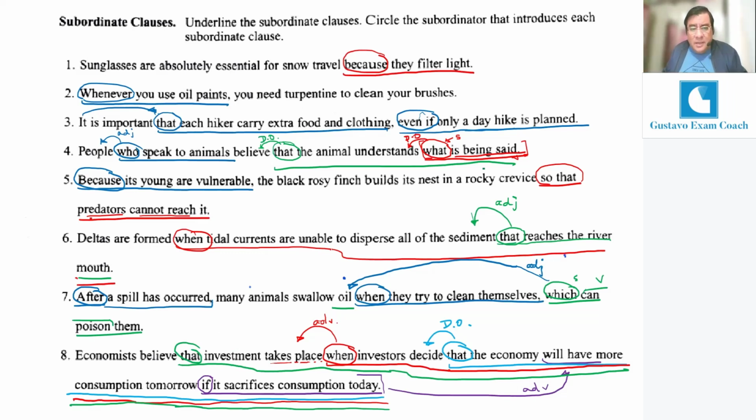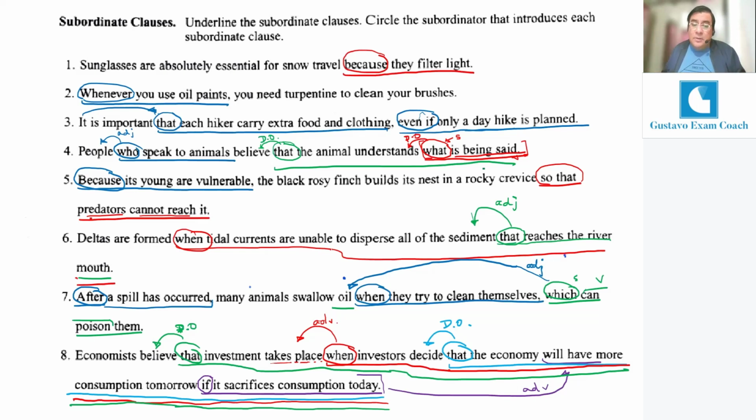And what is earlier? And what is before that? Actually, the verb believe. So this that clause is actually performing as another direct object for the conjugated verb believe, which is actually the verb for the subject economists in the independent clause of this sentence.